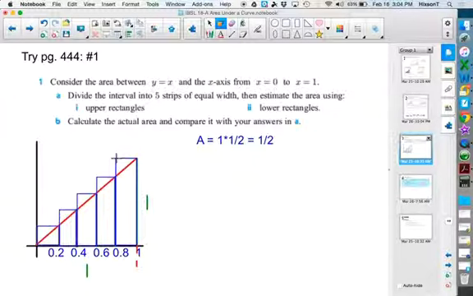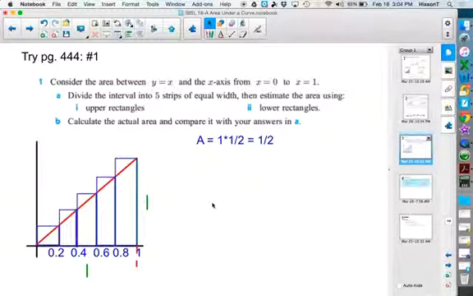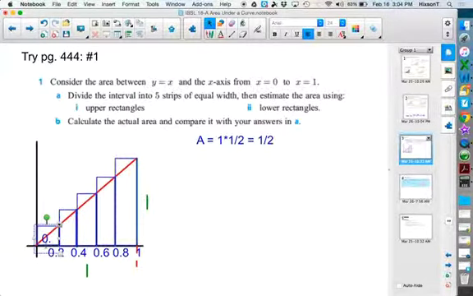We know the width. The width is 0.2 on all of these, okay? So if the width is 0.2, we got to find the height. What's the height of this one? 0.2, okay? So what's the area of this rectangle right here? What's the base? 0.2. What's the height? 0.2. So what's base times height? 0.04. There we go. 0.04. So that's this rectangle right here.